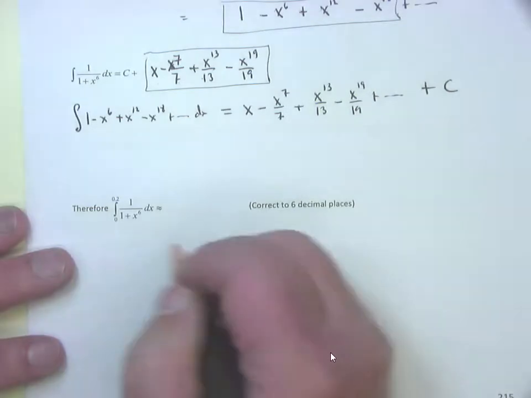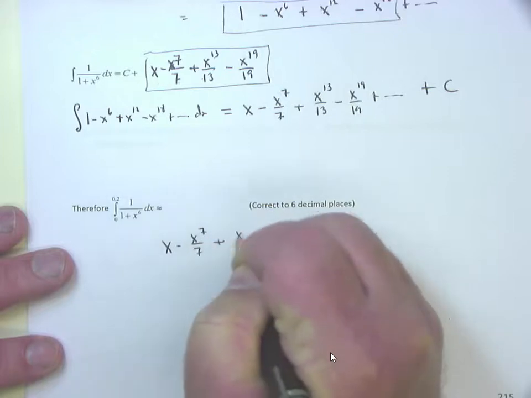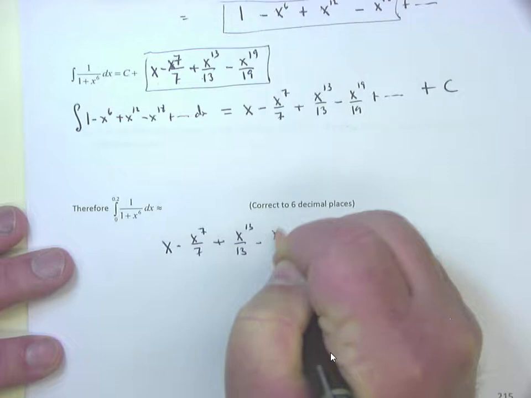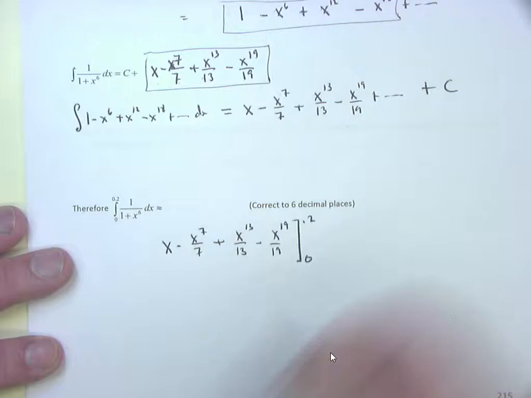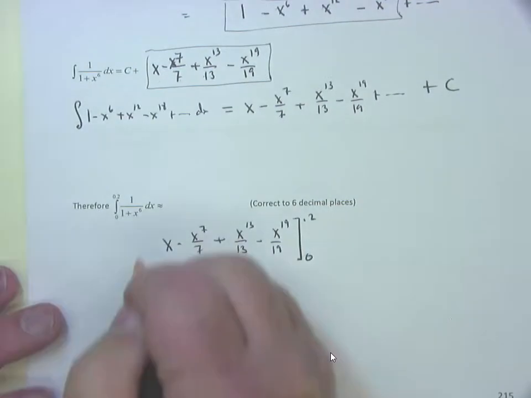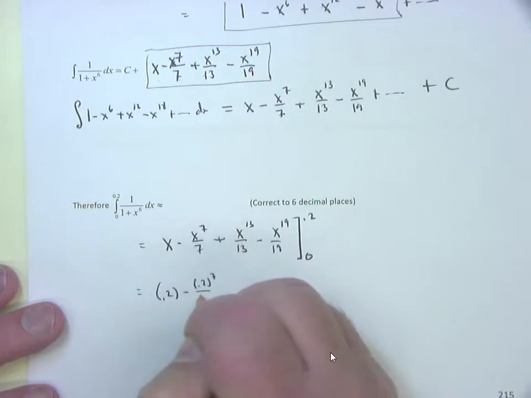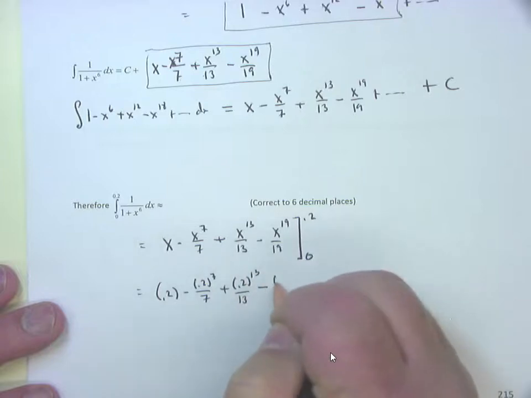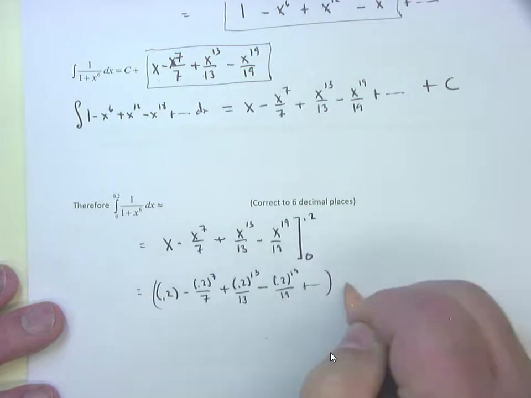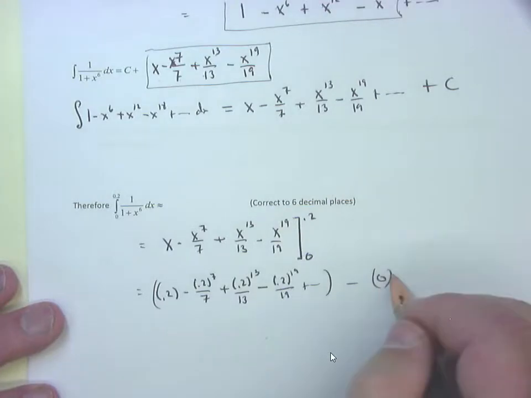So this would be equal to x minus x to the 7th over 7 plus x to the 13th over 13 minus x to the 19 over 19, evaluated from 0 to 0.2. Fundamental theorem, plug in top minus plug in bottom. This would be 0.2 minus 0.2 to the 7th over 7 plus 0.2 to the 13 over 13 minus 0.2 to the 19 over 19 plus dot, dot, dot, minus, when I plug in 0 for all my x's, guess what I get? 0.